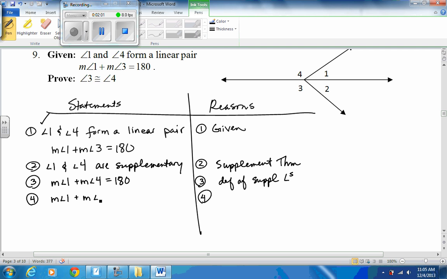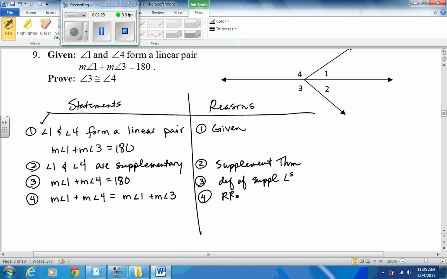Measure of angle 1 plus measure of angle 4 equals, well, we're going to replace 180 because 180 is not only equal to those two, but it's equal to another sum from our given: measure of angle 1 plus measure of angle 3. And if we'd done it the other way, it'd still work. Actually, it would have been a step quicker, but that's okay. It should still get us to where we need to go. Replaced 180 with that other sum.